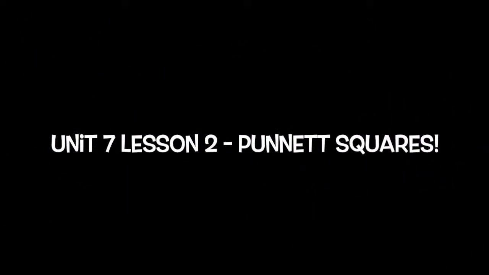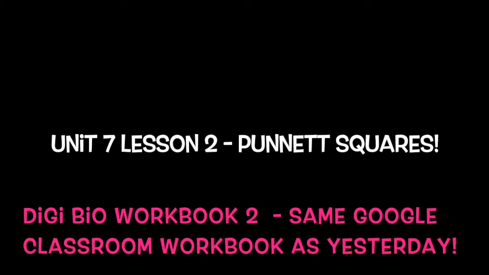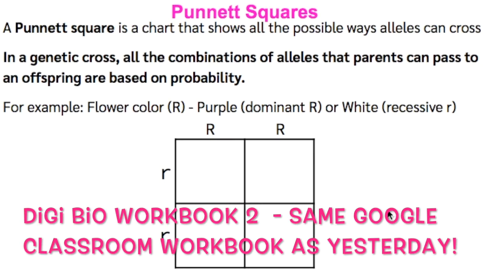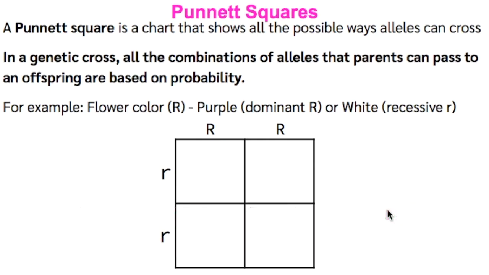Welcome to Unit 7, Lesson 2. So we are continuing on. Yesterday we talked about Mendel and the peas, and now we're going to talk a little bit about calculating the probability of genetic traits passing from one generation to the next. You probably remember from middle school, but we are going to talk about something called Punnett squares.